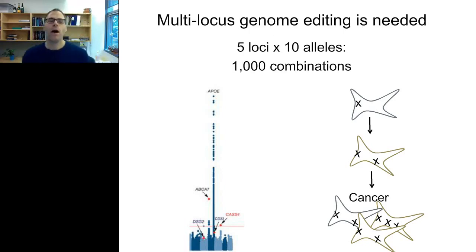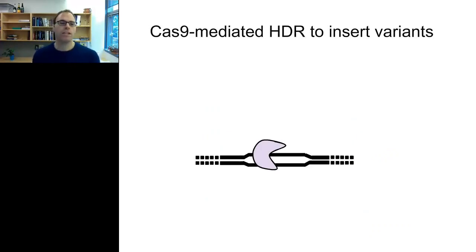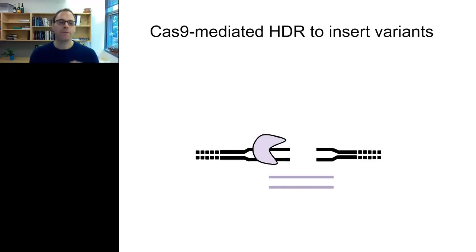If we think about a simple experiment we might want to do, where there were 5 loci and 10 alleles at each locus, we would have 100,000 combinations to make. This is too many to make using traditional methods. But even if we turn to the gold standard way of editing genomes now, which is Cas9, which, in case you've been under a rock, is an RNA-guided endonuclease that can make site-specific double-stranded breaks, we can use homology-directed repair by introducing a template with homology arms to repair those breaks and put in the variants that we're interested in.